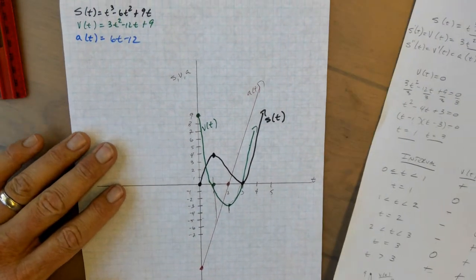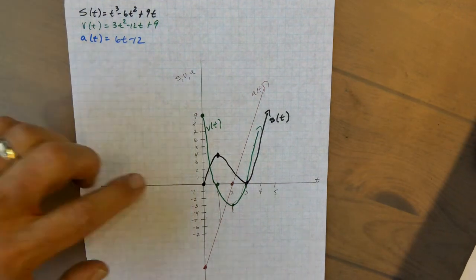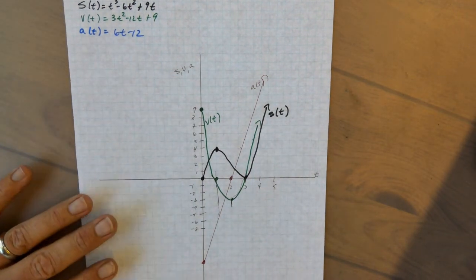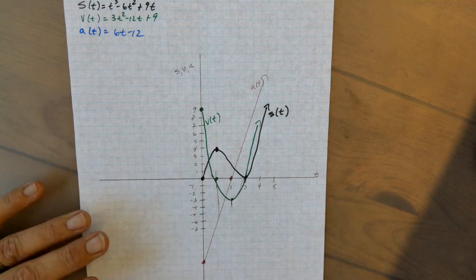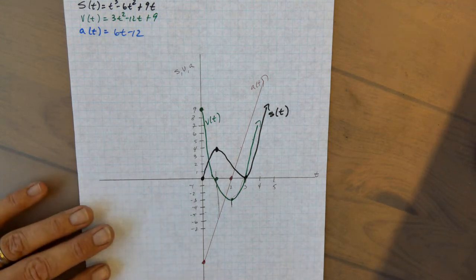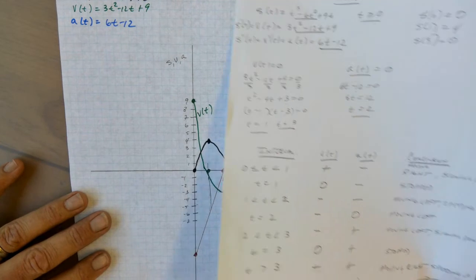So again, a lot of ways to be able to determine some of this information in terms of following along as the particle is moving left, right, or up and down, stopping, and then speeding up and slowing down.